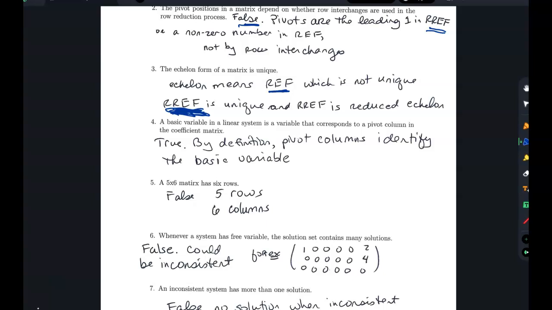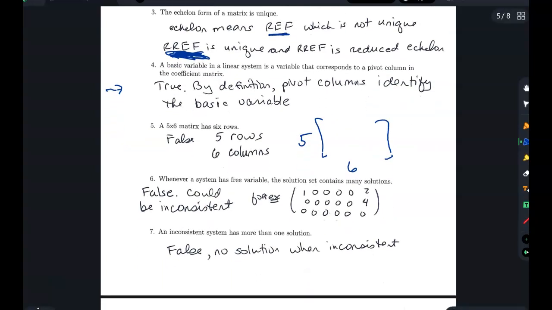Yes, so we identify them by going in the row to find out the pivot, but the pivot column does tell us what the basic variable is. A 5x6 matrix has 6 rows. No, if it's a 5x6, it's 5 this way and 6 this way. So it has 6 columns and 5 rows.